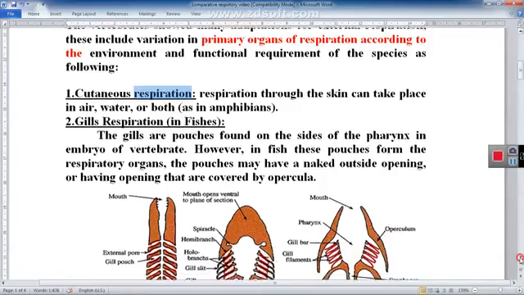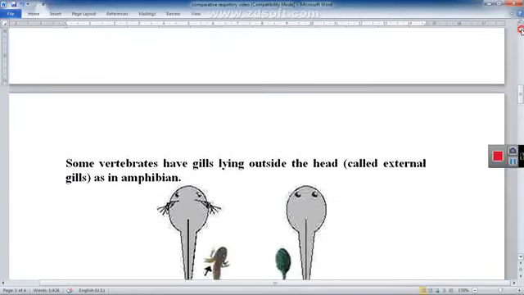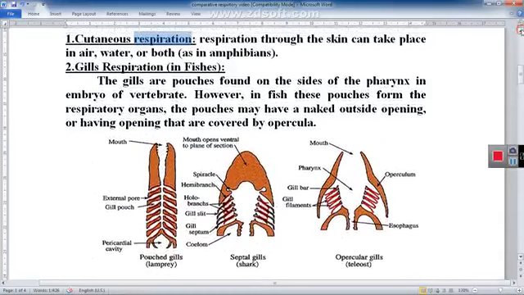Other vertebrates' respiratory organs may be in the form of gill respiration. I think you know that gills are seen in fish. It is the organ of respiration in fish. The gills simply are pouches that appear on the sides of the pharynx during embryogenesis. But these pouches in fish will modify after embryonic development to form the respiratory organ.